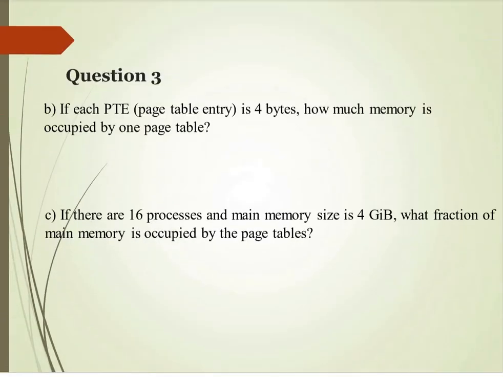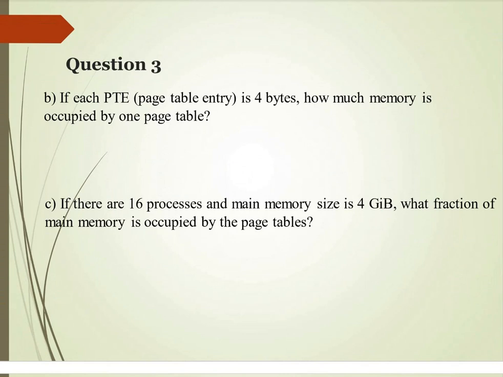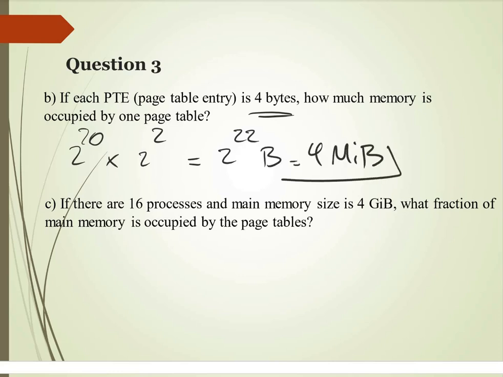Okay, so the next part of the question asks, if each page table entry is 4 bytes in size, how much memory is occupied by one page table? From the previous part, we know that there are 2 to the power of 20 entries, and each entry according to this section is 4 bytes, which is 2 to the power of 2. It gives us 2 to the power of 22 bytes, which is 4 megabytes. So this is the total memory occupied by one page table.